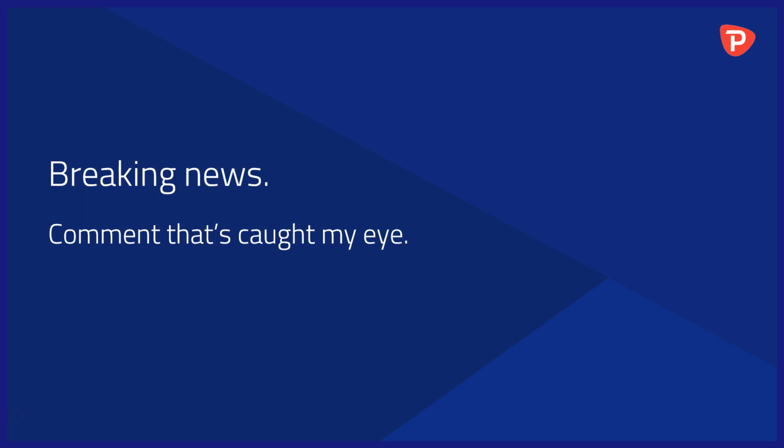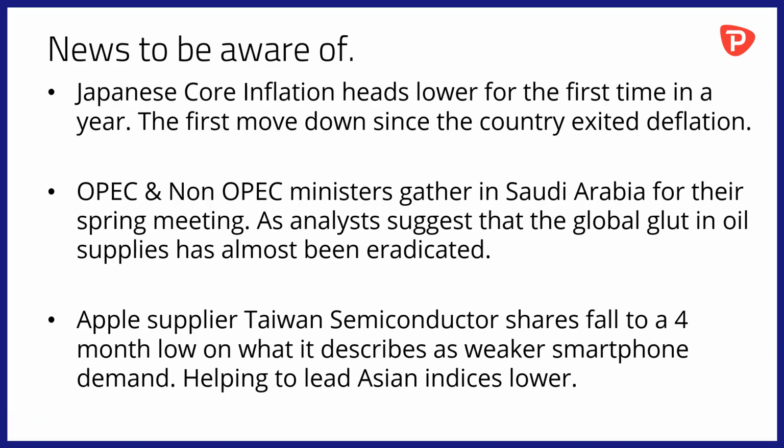Right, breaking news and comment then that's caught my eye overnight. First of all, Japanese core inflation heads lower for the first time in a year. This is the first move down since the country exited deflation in March 2017. Recent data from Japan has not been that positive in my opinion, so I'm going to be keeping a close eye on events here going forward.